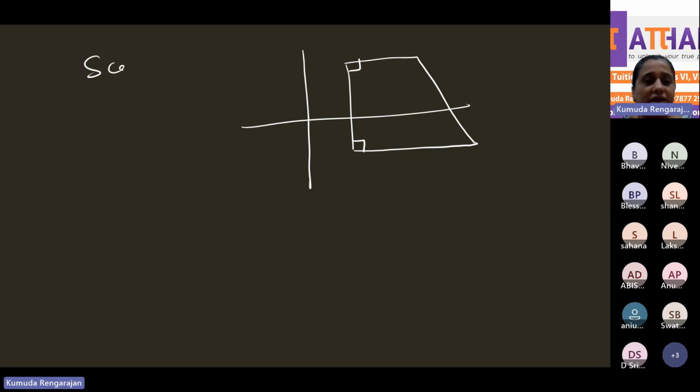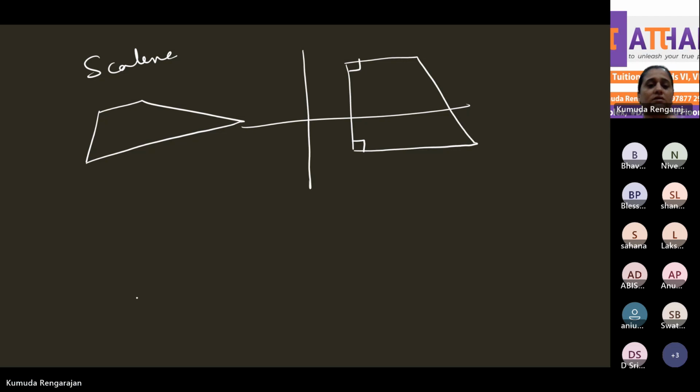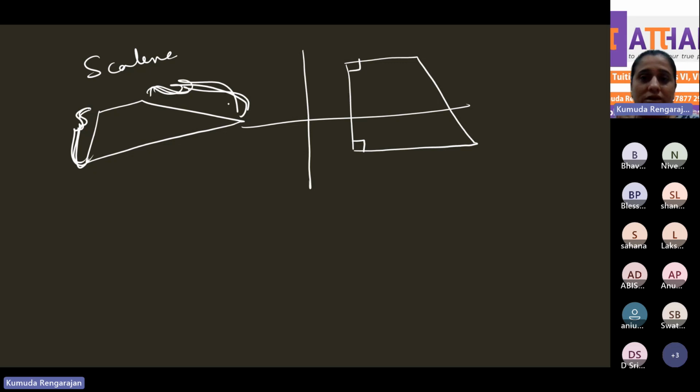Trapezium also, we have scalene trapezium. That is like, it looked like, you know, something like this. This one is a scalene trapezium. That is when the non-parallel sides are not equal. When this side is not equal to this side, it's a scalene trapezium. When this side is equal to this side, that is when the non-parallel sides are equal, it's an isosceles trapezium.